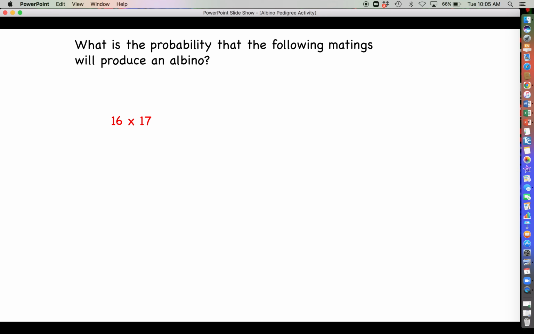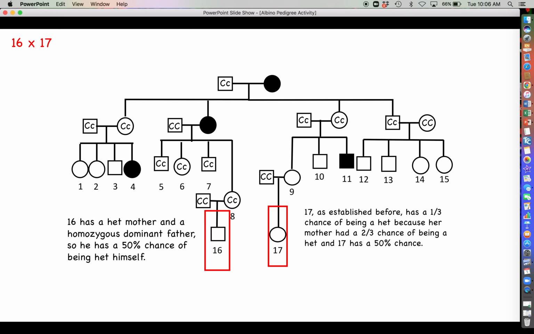Okay, and I think this is the last one. There may be one more after this, but I actually think this is the last one, so apologies if I'm wrong about that. 16 times 17. So this is at the very bottom of the pedigree chart. So we can see here, once again, we do not know either of their genotypes, but we can see that 16 has a heterozygous mother and a homozygous dominant father. So he, of course, has a 50% chance of being heterozygous himself.